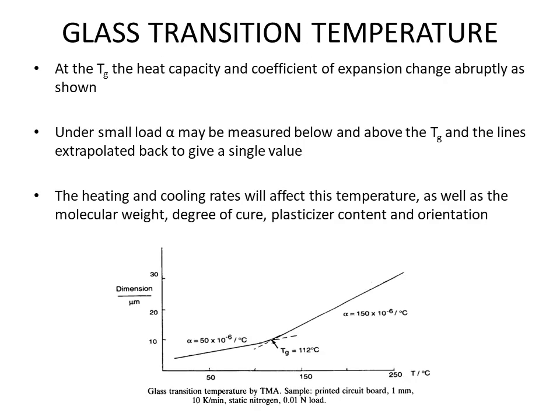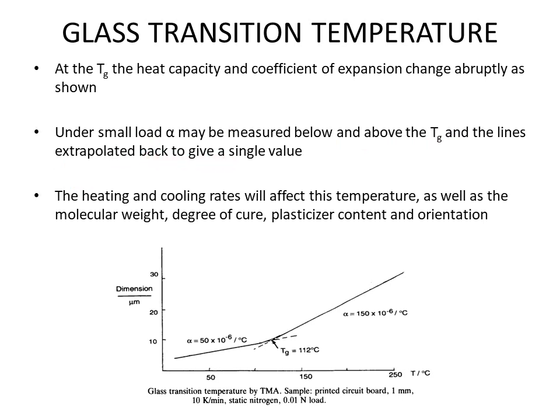Another property which can be studied using TMA is glass transition temperature. At the glass transition temperature, the heat capacity and coefficient of expansion change abruptly as shown in the figure. Under small load, the coefficient of thermal expansion may be measured below and above the glass transition temperature, and the lines extrapolated back to give a single value.